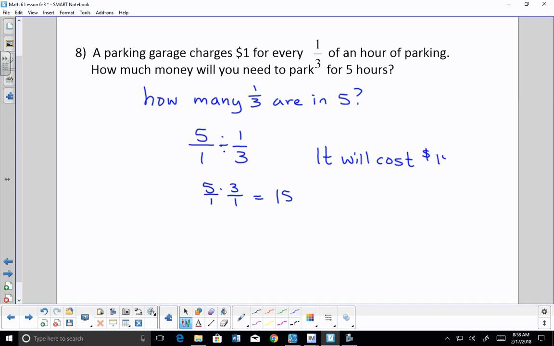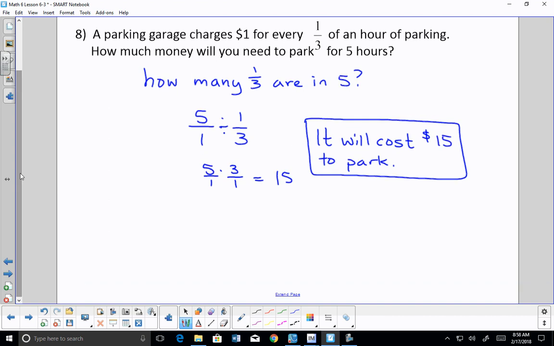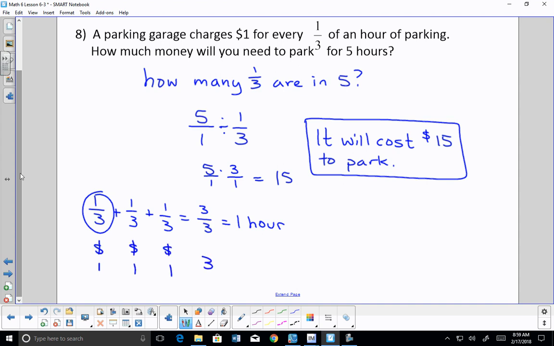Now, you could look at this logically, because think about this. It's $1 for every 1/3 of an hour. This is how we can check our problem. So 1/3 of an hour plus 1/3 of an hour plus 1/3 of an hour becomes 3/3 of an hour, which is 1 hour, right? If it's $1 each time, it's going to cost me $3 an hour. I had 5 hours. 3 times 5 is 15. That's a way I can double check my own answer to make sure I did my problem correctly.